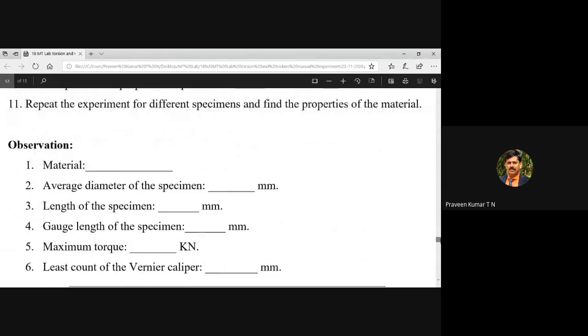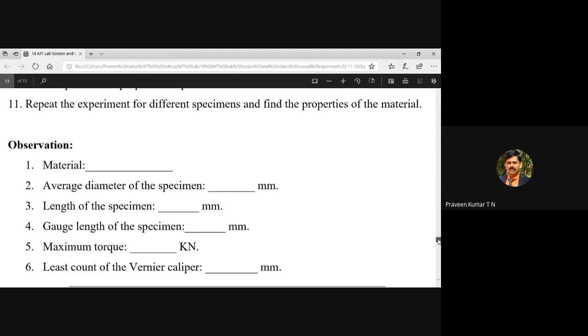When you come to observation, one is the material. What type of material you are selecting, whether steel, copper or aluminum, you have to note down, since you have to determine the torsion strength. We are given a steel specimen. You have to note down the diameter of the specimen, that is the observation part. The length of the specimen is also required because in the torsion equation you have to use the length. The gauge length of the specimen also you have to use. And the maximum torque applied also you have to note down. And we require a vernier caliper; the least count is given on the vernier caliper itself.